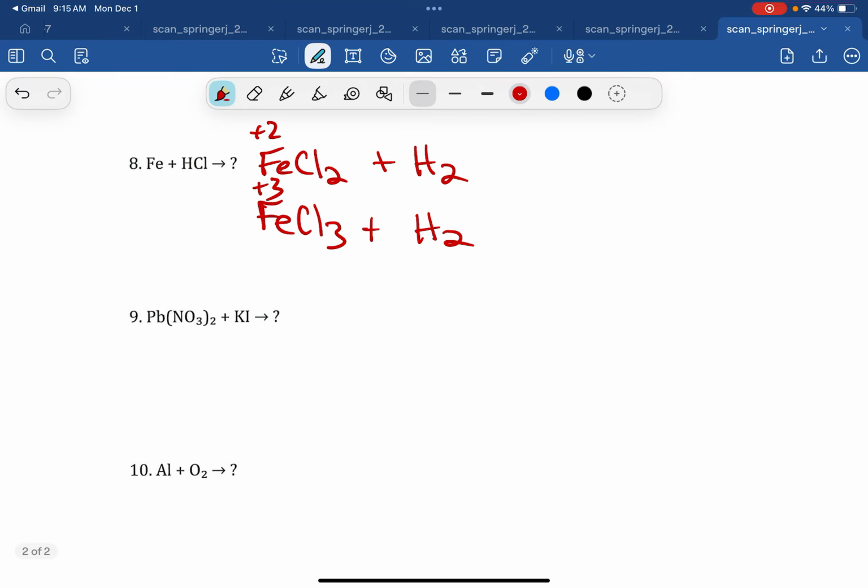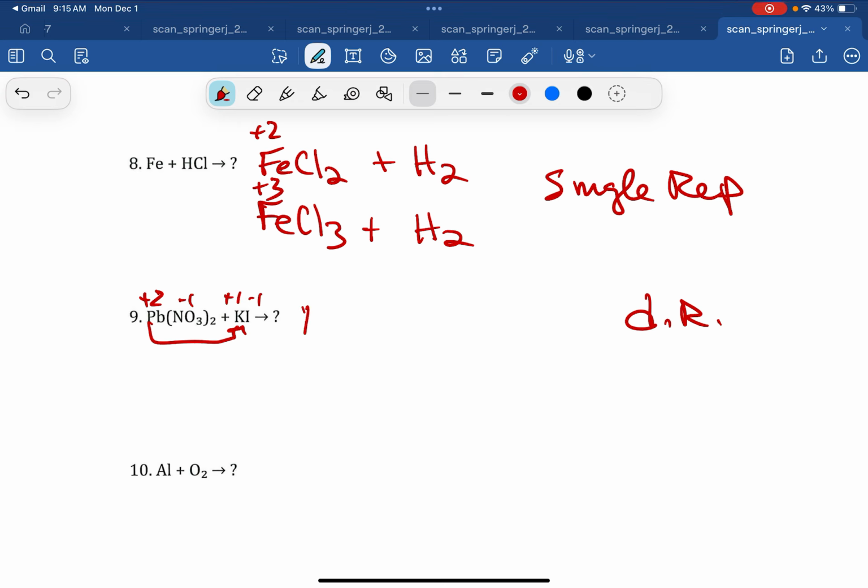All right, now next we got the lead nitrate and the potassium iodide. You should have seen that was not a single replacement. This is a double replacement. So the lead and the potassium are going to trade places. Notice, though, that the lead is a +2, nitrate is -1, potassium is +1, iodine is -1. So Pb will need 2 I's, because it's +2, and each I is -1. And KNO3. Remember, we haven't learned to balance anything yet, so don't worry about balancing.